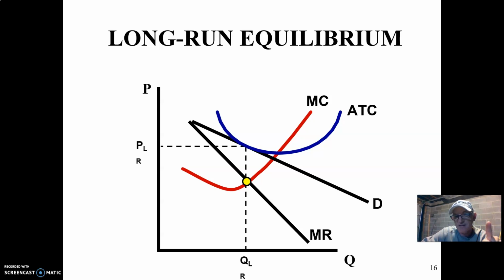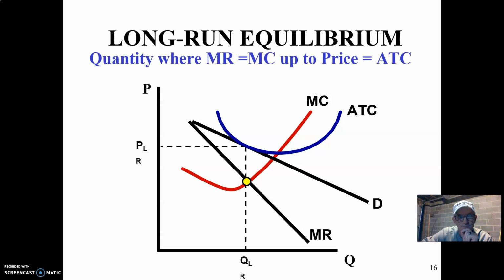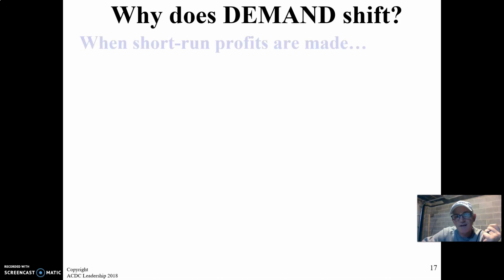Now, that is something that would differentiate an unregulated monopoly from monopolistic competition. Okay? So quantity is where MR equals MC, price is up to the ATC, and then you're in long run equilibrium. So why does demand shift?